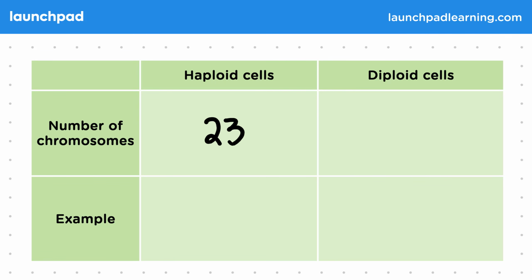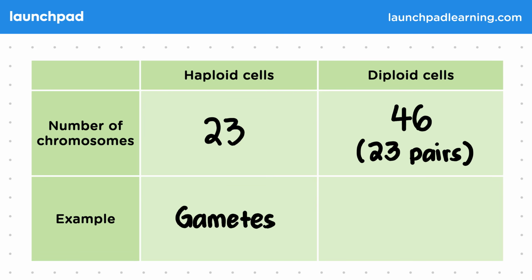So, haploid cells have 23 chromosomes, and an example of a haploid cell would be a gamete like a sperm cell or an ovum. Diploid cells have 46 chromosomes or 23 pairs. An example of a diploid cell would be a body cell. It's important that you know that most cells in the body contain pairs of chromosomes, but that the sex cells have unpaired chromosomes.